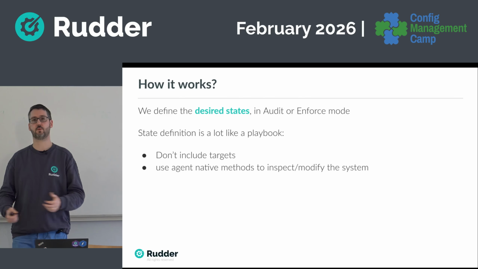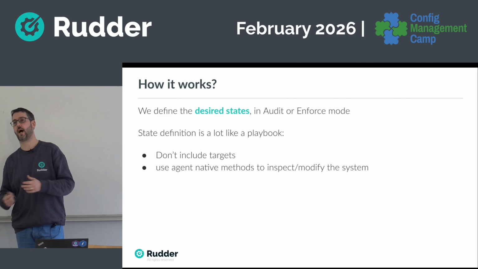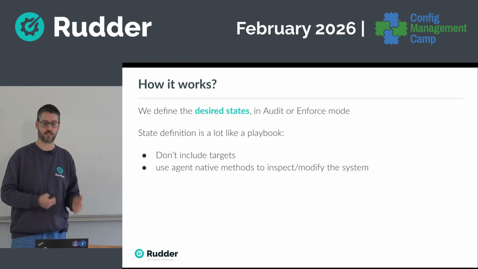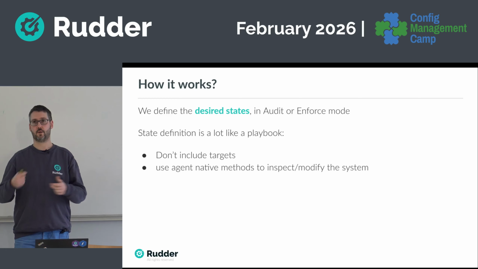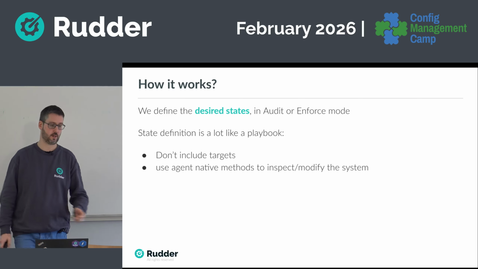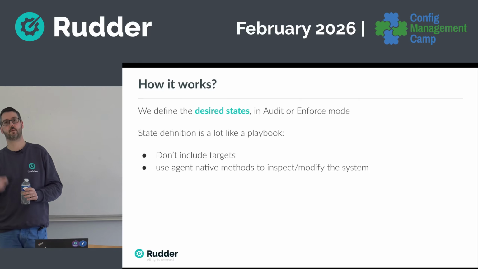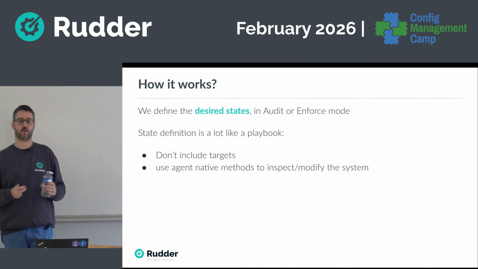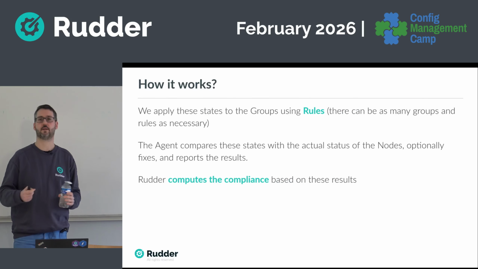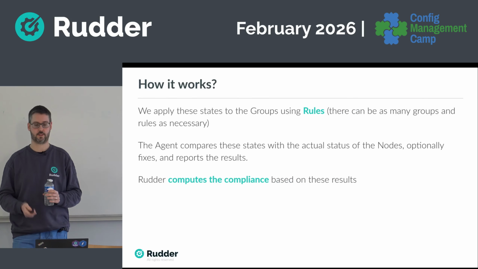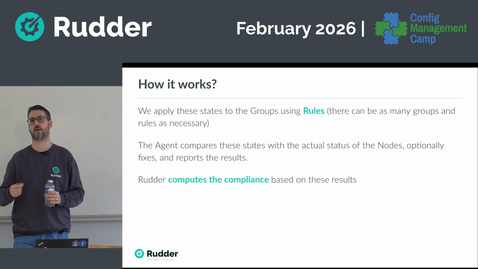We can create as many rules as we want. The nodes can be in as many groups as they need. And the Rudder server computes what the policies are for the nodes. The agent fetches them, applies them, and returns the feedback to the Rudder server. And the Rudder server computes the compliance, and it says, okay, it's 100% or 68%, and we have all the details of what's going on. There will be a demo, so you will understand better what we do.